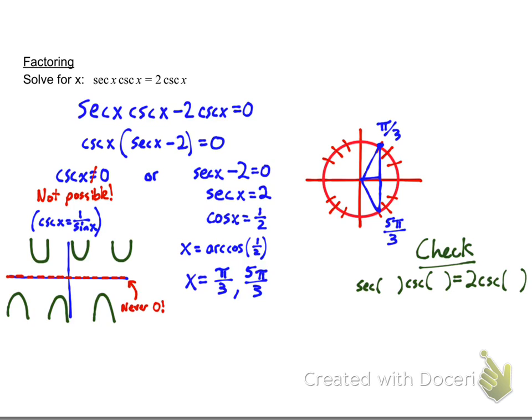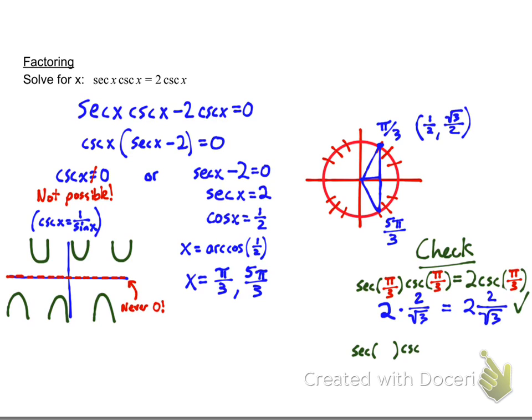So secant of, I'll just do pi over 3. When we do this, we get 2 times, because secant of pi over 3 is 2, just like the cosine of pi over 3 is 1/2. Cosecant of pi over 3 is going to be 2 over root 3. Whoops. I had it written incorrectly there, but here's the correct writing. The fact that I wrote it incorrectly doesn't affect the answer a whole lot, because I'm not going to actually multiply that out. I just know that the left is the same as the right, so that checks out.